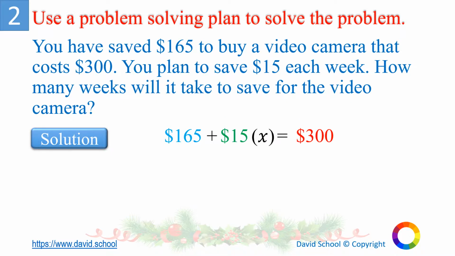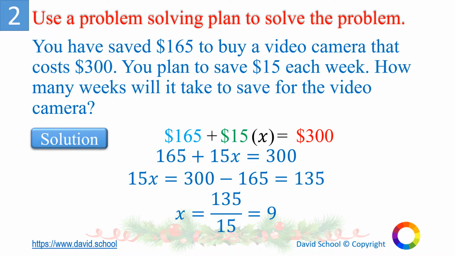Now we have an algebraic equation. We will solve it for x. 165 plus 15x is 300, which means you have to save $15 each week for 9 weeks in order to make the total amount $300 so that you can purchase a video camera.